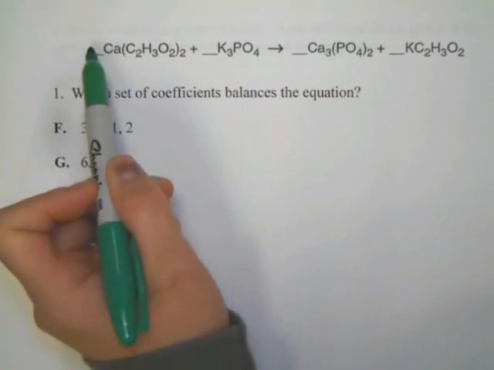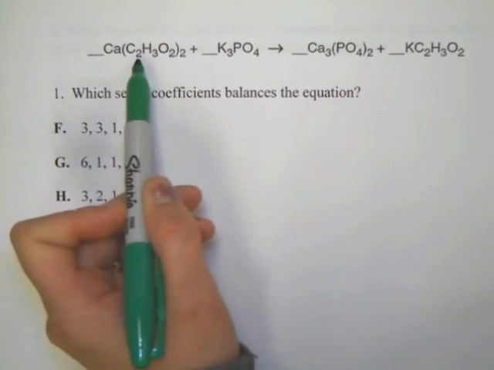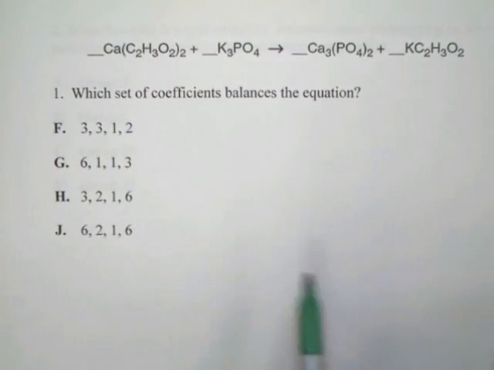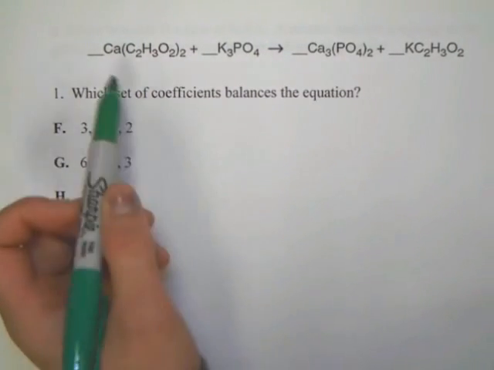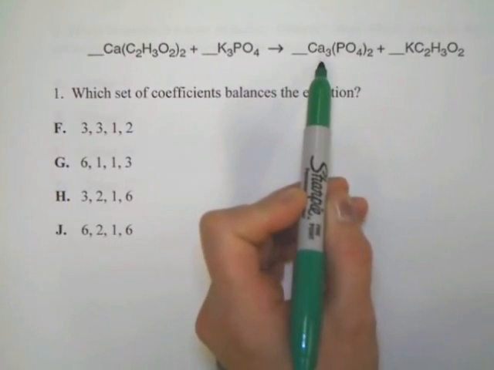So we're having to put numbers in these places so that we can multiply them to the subscripts, these little small numbers, so that both sides of the equation are equal to one another. So right now you would look at each of the individual elements and see who needs to be fixed. When I look at this side, I can see calcium has 1. On this side, I see calcium has 3.